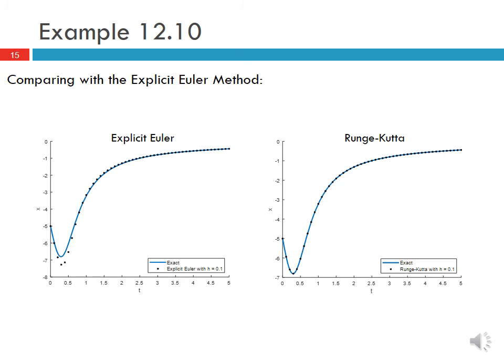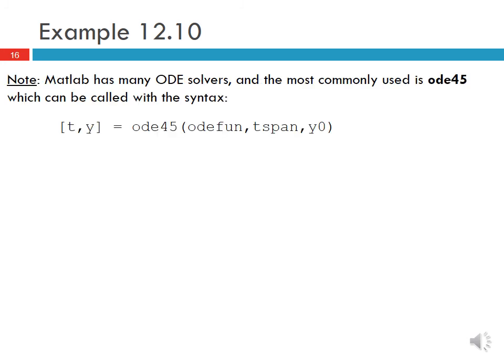So comparing this with the explicit Euler method, you can see that for h equal to 0.1, we get much better results using the Runge-Kutta method compared to the explicit Euler method. And if you recall, the order of the error here is order h to the fourth, where the explicit Euler method was just order h. So that makes sense that we're getting much more accurate results.